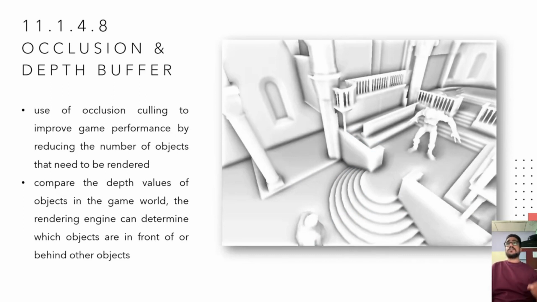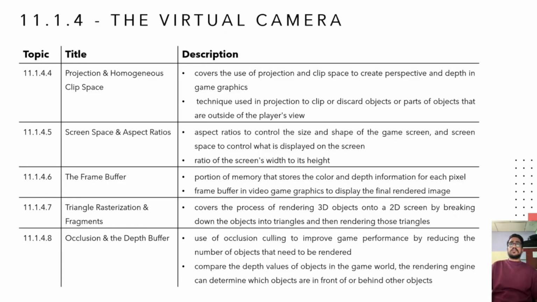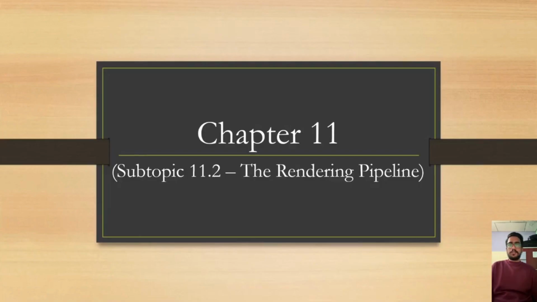Next is occlusion and depth buffer. Occlusion culling is basically how we reduce the number of objects that need to be rendered. As you can see in the example here, there are walls and also a character and all that. We use the depth buffer and occlusion to see which object is in front and which is at the back, and also the render distance and all of that. Okay, so it's a short example, a short compilation.